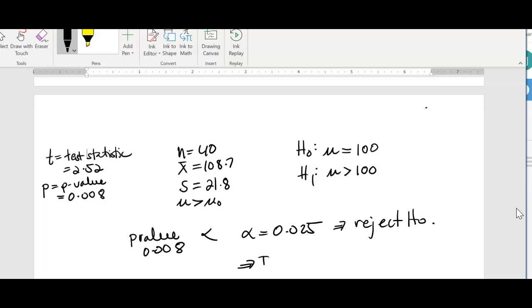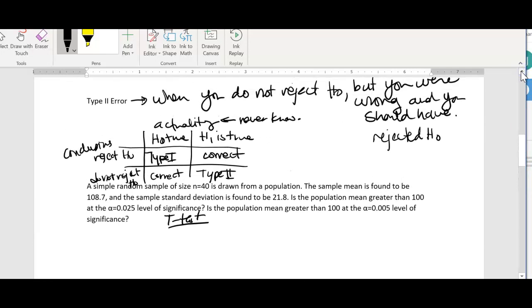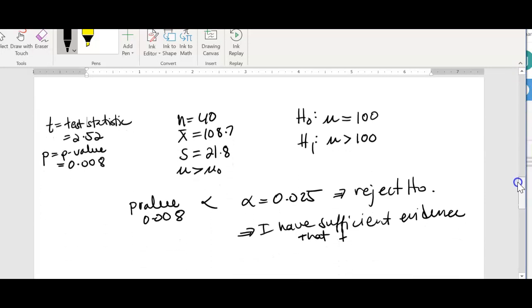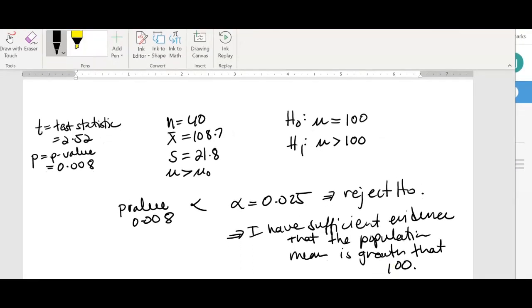This means that I have sufficient evidence that, and then the alternative hypothesis was that my population mean was greater than 100. So that the population mean is greater than 100.